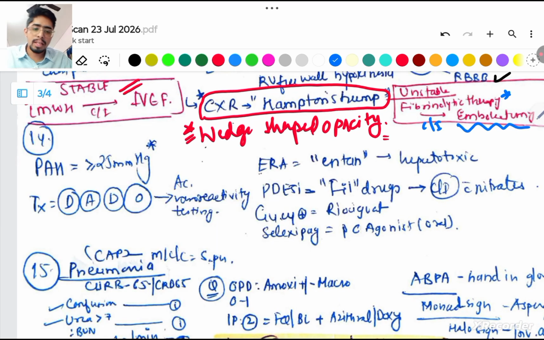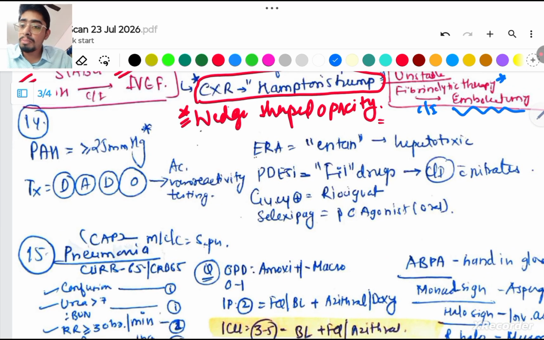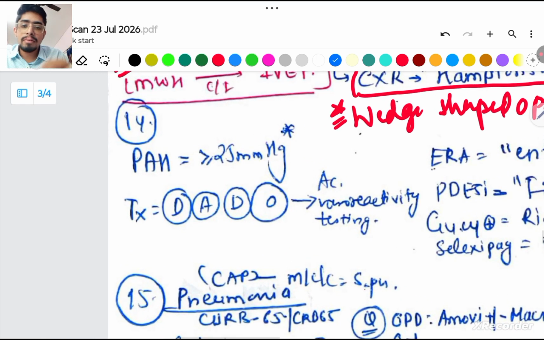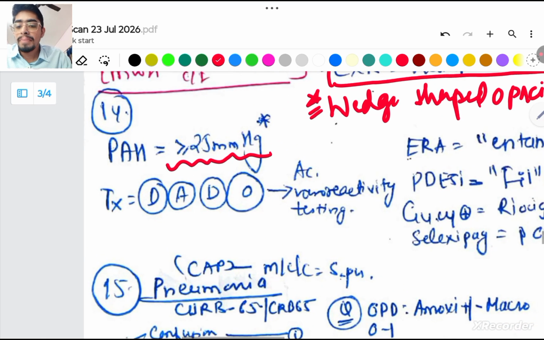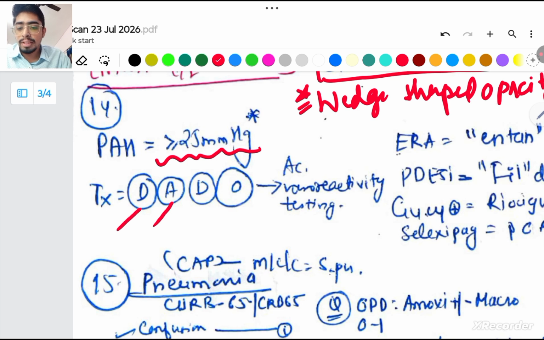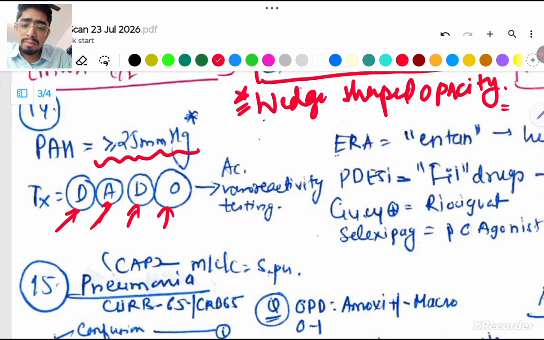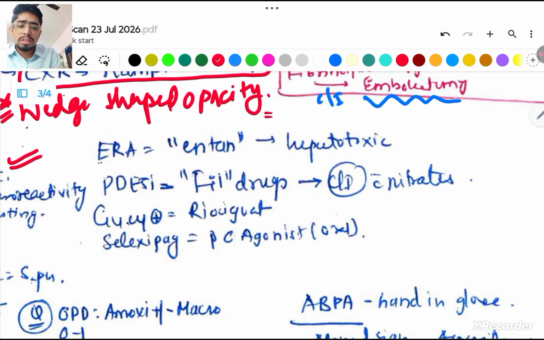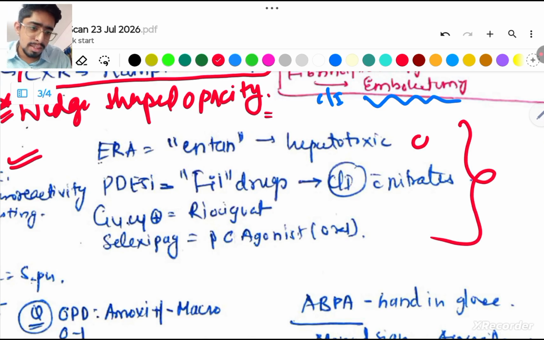All right. Now we have the 14th point, which is pulmonary artery hypertension. Pulmonary artery hypertension: the pressure is more than 25 millimeter of mercury. The drugs which are used for pulmonary artery hypertension, and then we will go for acute vasoreactivity testing. Okay, the more important point of pulmonary artery hypertension are the drugs, which are being asked again and again.